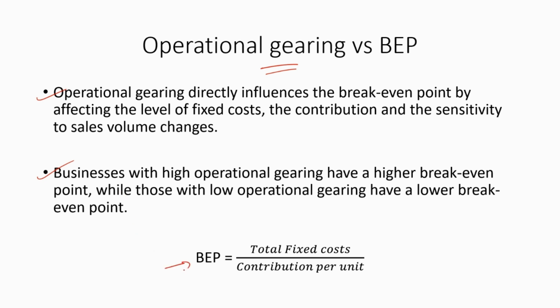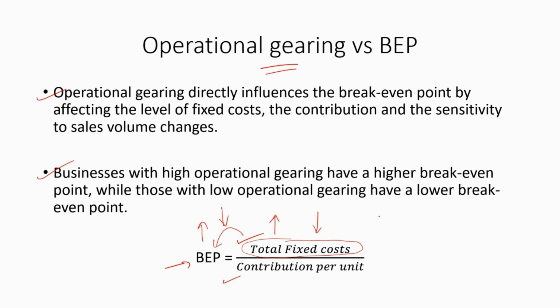Now we know this formula. This is the formula we use to calculate the break-even point, which is equal to total fixed costs divided by contribution per unit. This formula is used when there is only one product. So as you can see, the fixed cost is directly influencing the break-even point. If the fixed cost increases, the break-even point also increases. If the fixed cost decreases, the break-even point will also decrease. This is the direct relationship between the break-even point and the total fixed cost.